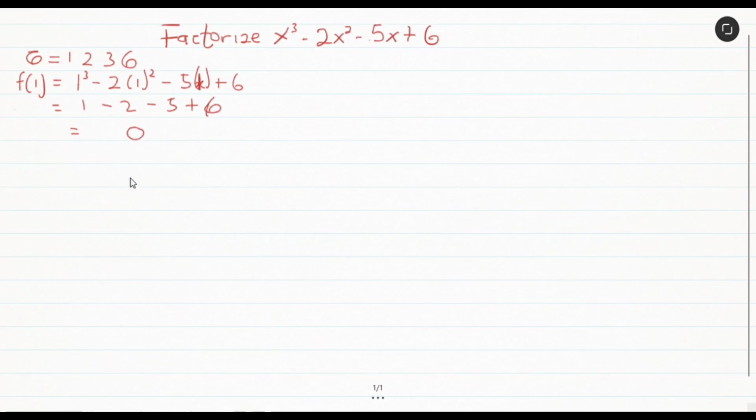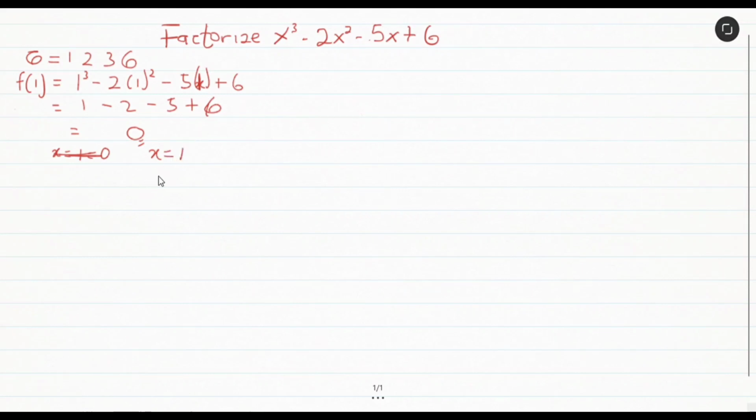Okay, now that we have 0, we will state that x equal to 1 gives us the 0. So we will equate the whole expression to 0. Then we will move the 1 to the other side. This is what I mean: we are going to get x being equal to 1, right? So we move 1 inside.